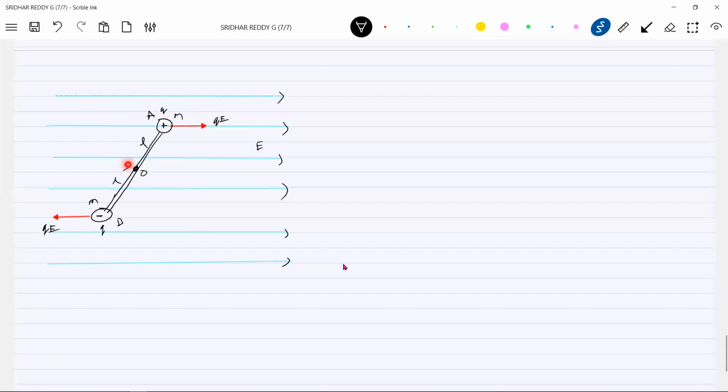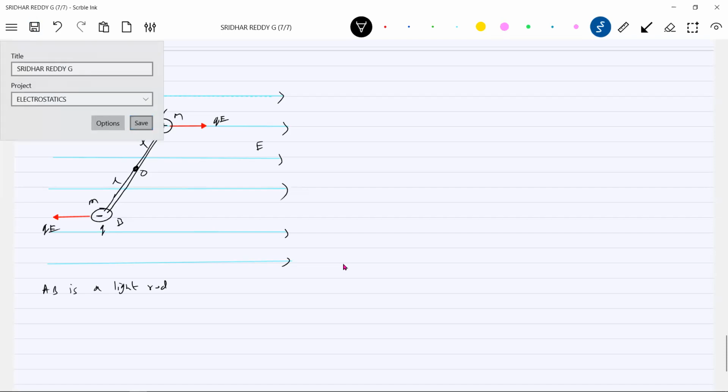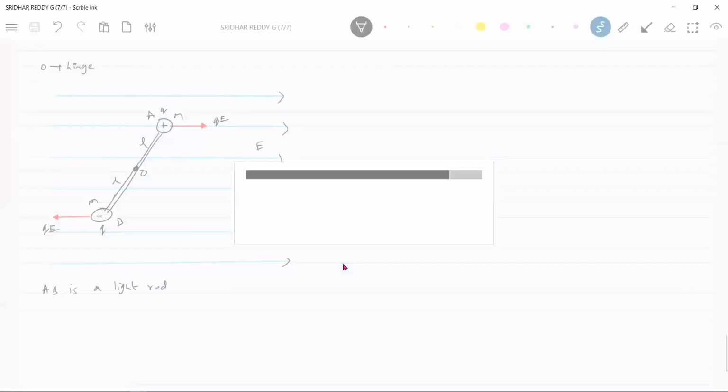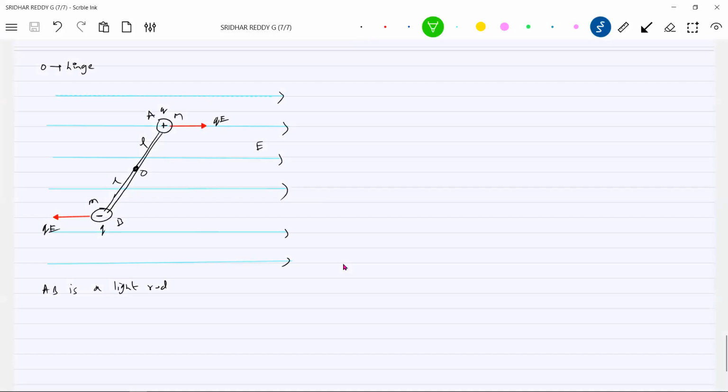Let me show it in this way, otherwise you'll get confused. Okay, O is an inch, I'll put it. There's a light rod. What is AB? AB is a light rod. I want the torque. See, you know enough rotation mechanics. There's no second thought for you. Directly get into the mathematics, you know the torque. Don't bother about electrostatics here, nothing to do.